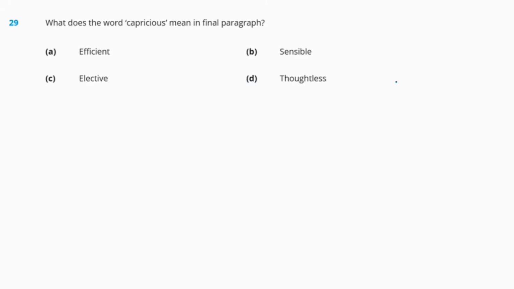What does the word capricious mean in the final paragraph? Okay, so let us see what this word means. So first of all, capricious means, I'll write it here. Capricious means unpredictable changes of mood.